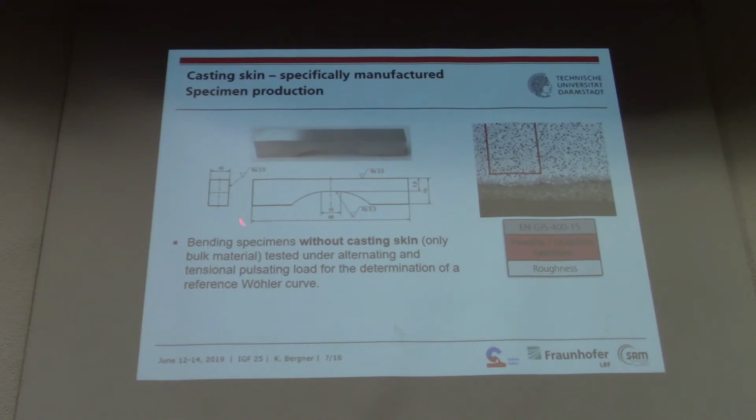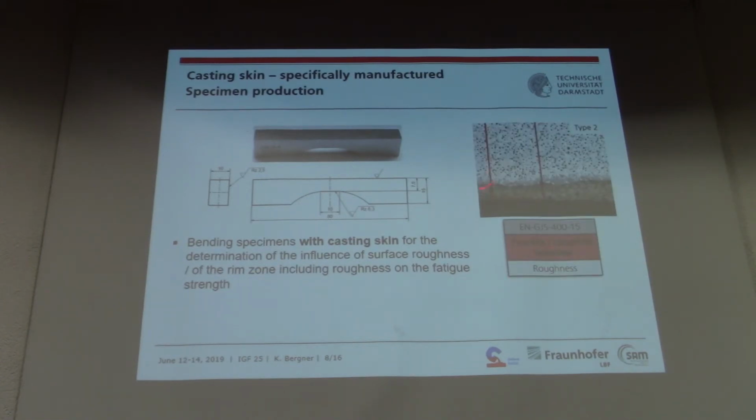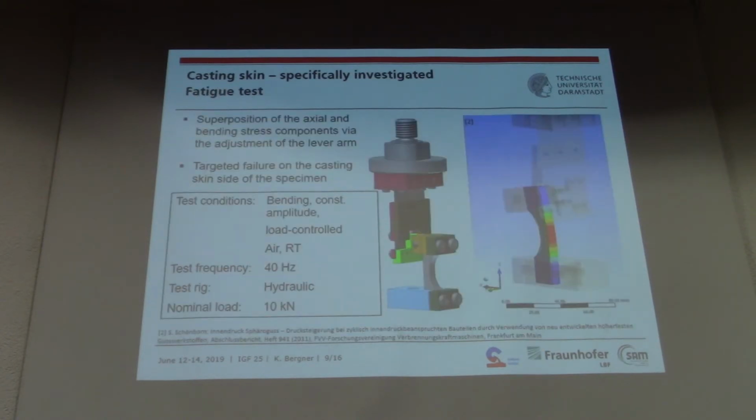So in the first step we completely removed the surface from manufactured specimens of the bulk material, and in the second step we took the specimen from type 1, bulk material and the roughness, and then in the third step you can imagine we have the bulk material, the roughness, and in between that this special rim zone with the pearlitic and ferritic matrix.